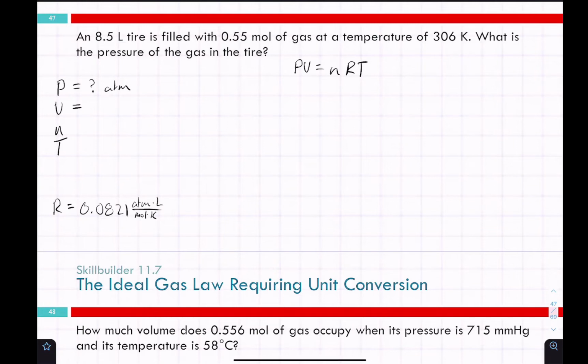How about the volume? 8.5 liters. Moles, 0.55 moles. And the temperature, 306 Kelvin. We'd add 273.15 if we needed to convert, but we're already in Kelvin.